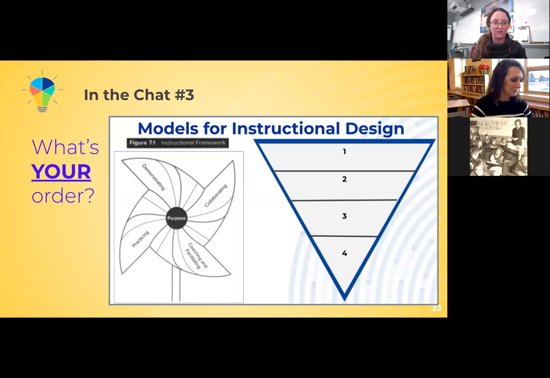Now we want to give you the opportunity to think about what this might look like in your classroom. What we want to know in the chat box is what your order is. You could write the terms demonstrating, practicing, collaborating, or coaching, or feel free to just jot down the numbers 1, 2, 3, 4 for the order that works for you. What might this look like in your classroom?